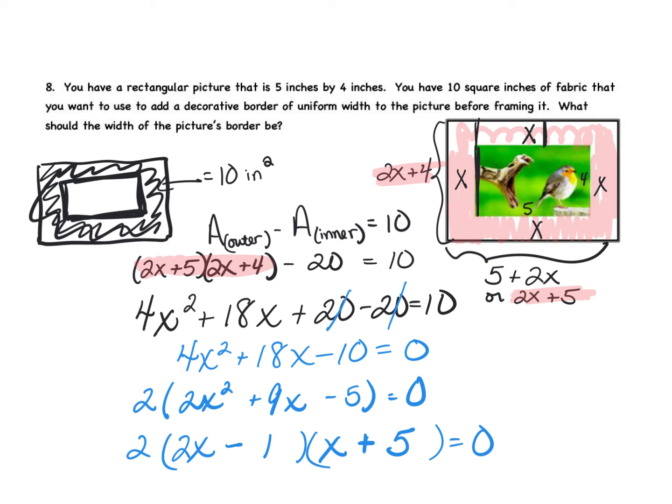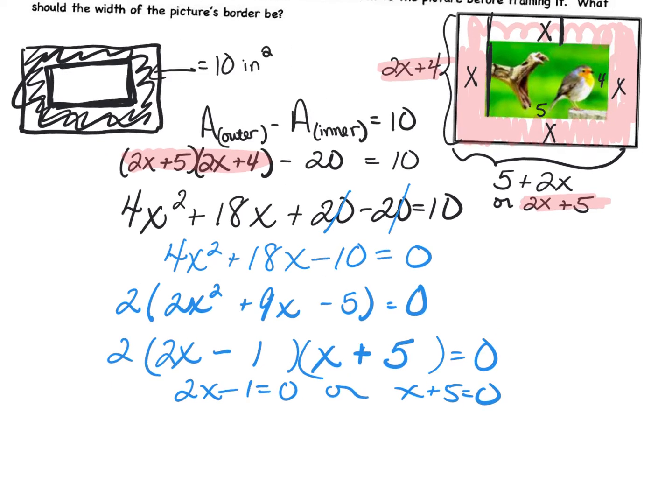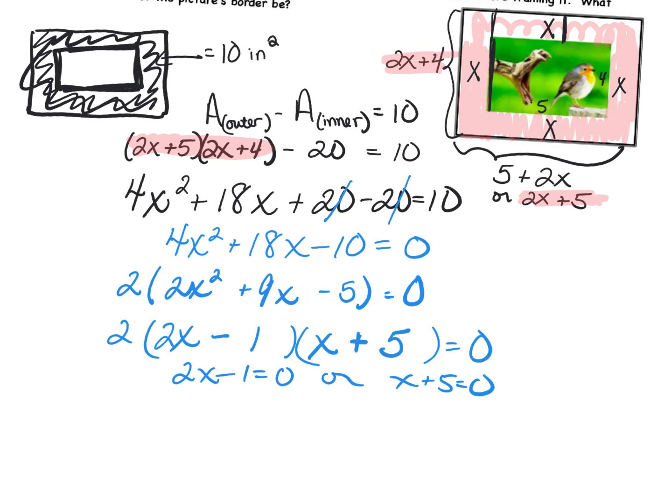I can apply the zero product property, which says 2x minus 1 equals 0, or x plus 5 equals 0. Slide this up a little bit. That gives me 2x equals 1 by adding 1 to both sides. Divide by 2 and x equals 1/2. Or over here, if I subtract 5 from each side, I get x equals -5.